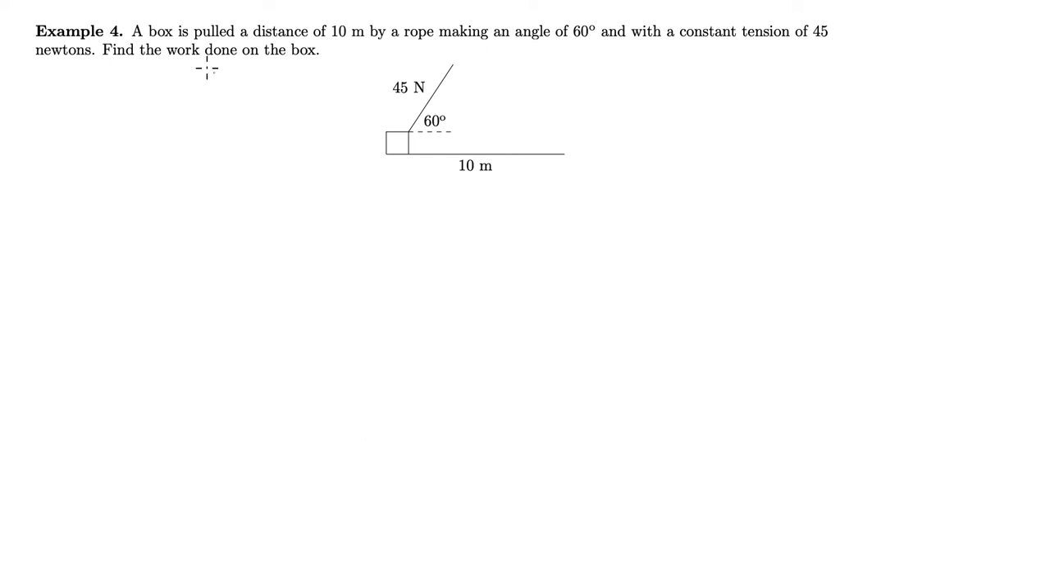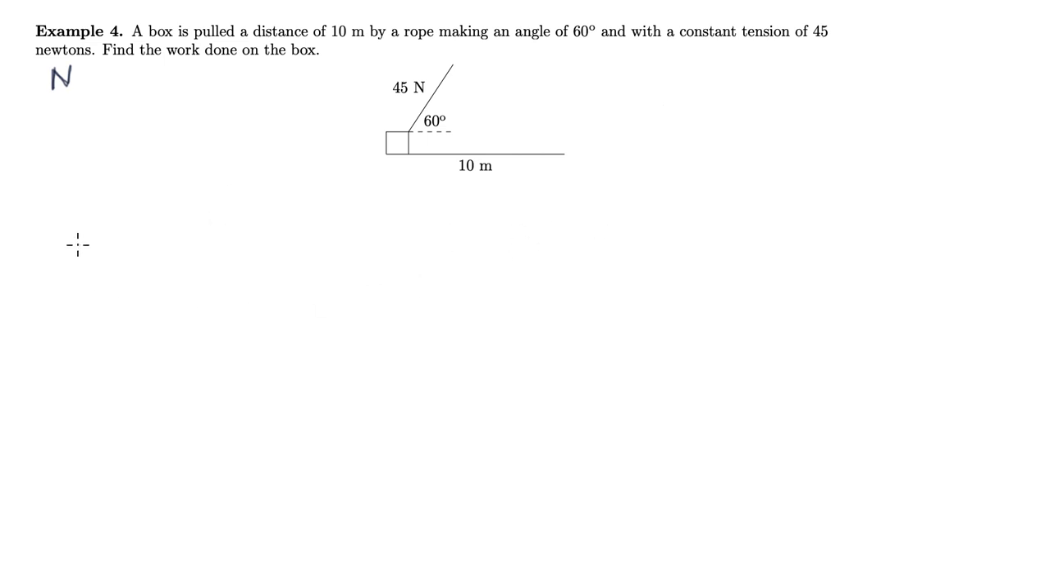Okay, so we have a box and it's being pulled a distance of 10 meters by a rope. Here's our rope. And it's making an angle of 60 degrees with the horizontal. And the tension in the rope is a constant 45 newtons. Newtons is sometimes abbreviated just with a capital N. Okay. And so we want to find the work done on the box.